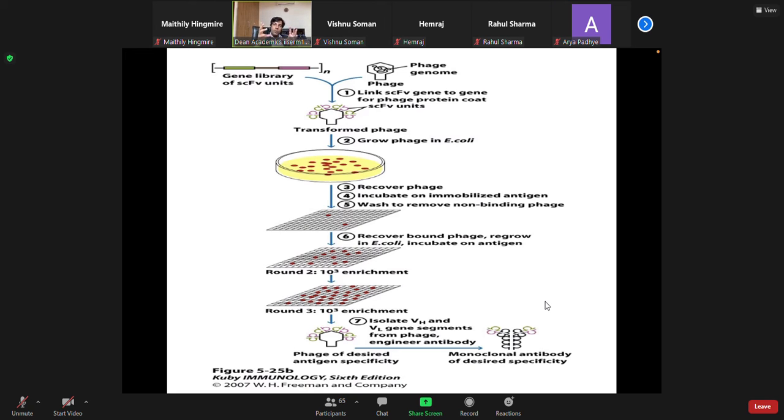But you already know the sequence for this VH and VL region, which is present in the genome of the bacteriophage, right? You amplify that sequence, you put it in a bacterial expression system or a yeast expression system or a plant expression system, and you try to produce this antibody in whatever system you are interested in.